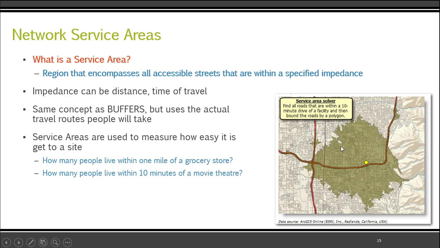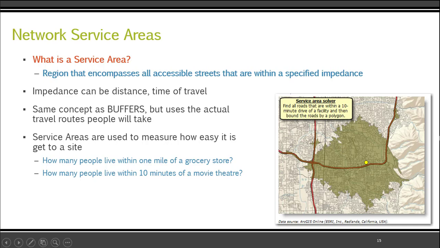So this is where we start to ask, how many people live within the area of a particular facility? How many people, or how much of your area, is within 10 minutes of your movie theater, or 1 mile of your grocery store? This is where you get to see where your customer base is, if you know that people are willing to travel a certain amount of time to get to you.